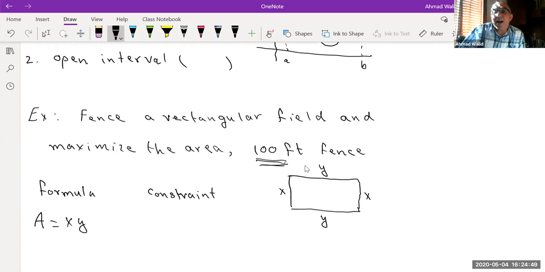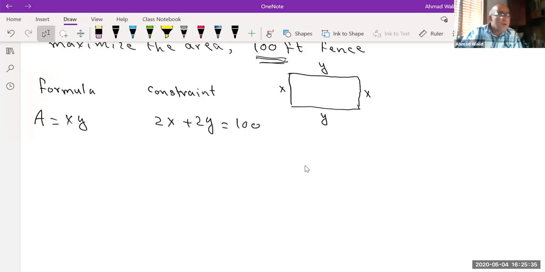Now, I have 100 feet. If you use 100 feet, you can fence around, correct? It means you are dealing with perimeter. What is the perimeter formula in this special case for this rectangle? How many X's do I have? I have two sides which are X, so I can write 2X. I have two sides that are Y, I can write 2Y. In total, how much fence I have to use is given to me. It's 100 feet. You see, you created another formula here.